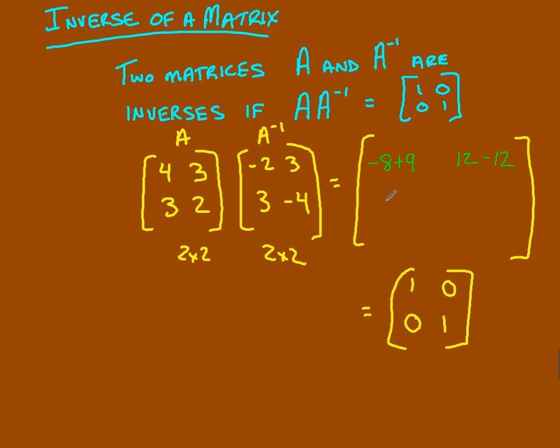Down here, we're now in the second row, first column. 3 times negative 2 is negative 6. 2 times 3 is positive 6. And then 3 times 3 is 9 for the last one, and 2 times negative 4 is negative 8. If you simplify all these, we get down to the identity matrix. That's what makes these guys inverses. So when it says prove if something is an inverse, you have to multiply them and show that they are multiplied to give you the identity matrix.